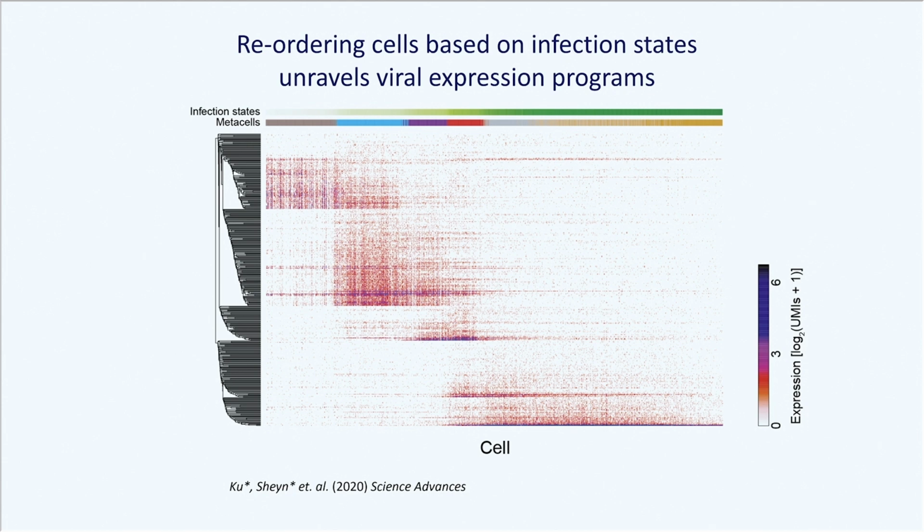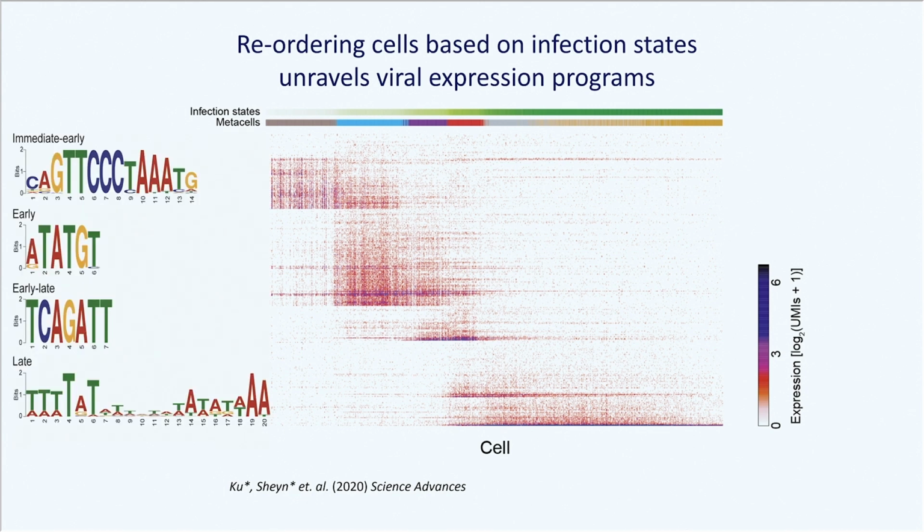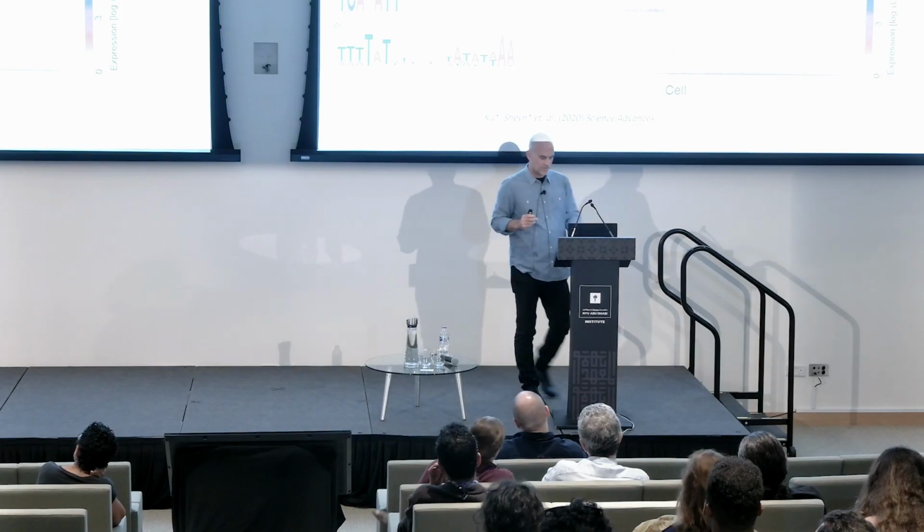And what we found is that we can, by this approach, using this single cell dual RNA-seq, we can really define the kinetic class. And we found that this cluster, for example, share this transcriptional binding site as the immediate early, and late genes. So we can really understand more about the essential cascade of transcriptional program in the infection.